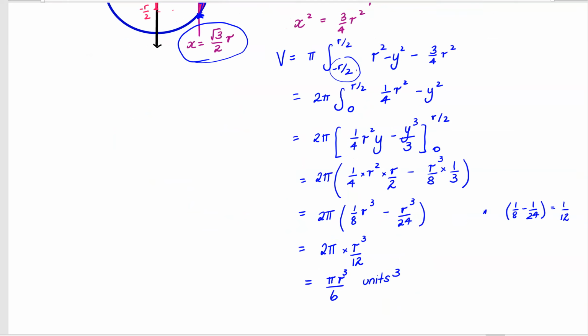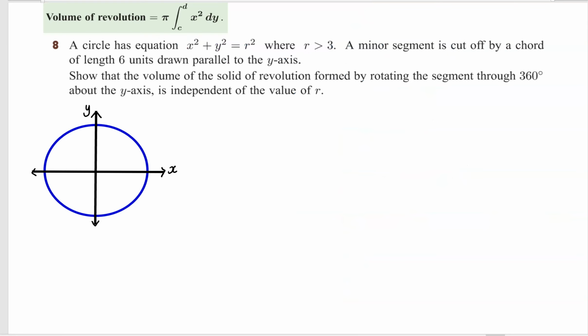Okay, so hopefully you're able to work that out and all groovy. Go and have a look at question 8 now. Okay, so this one's pretty similar to the question that we just did. What's the difference here? We've got the radius is greater than 3, and that is because we're now saying that the chord has to be 6 units long.